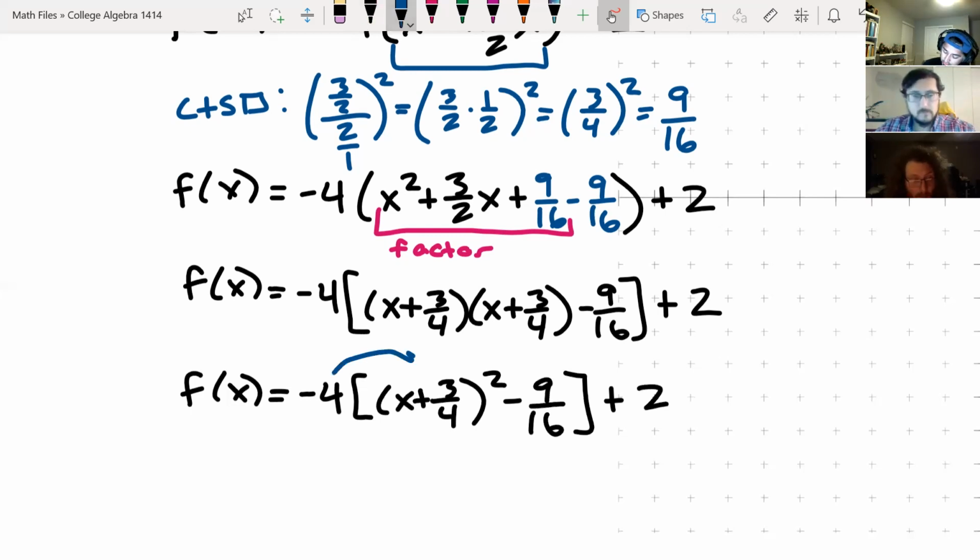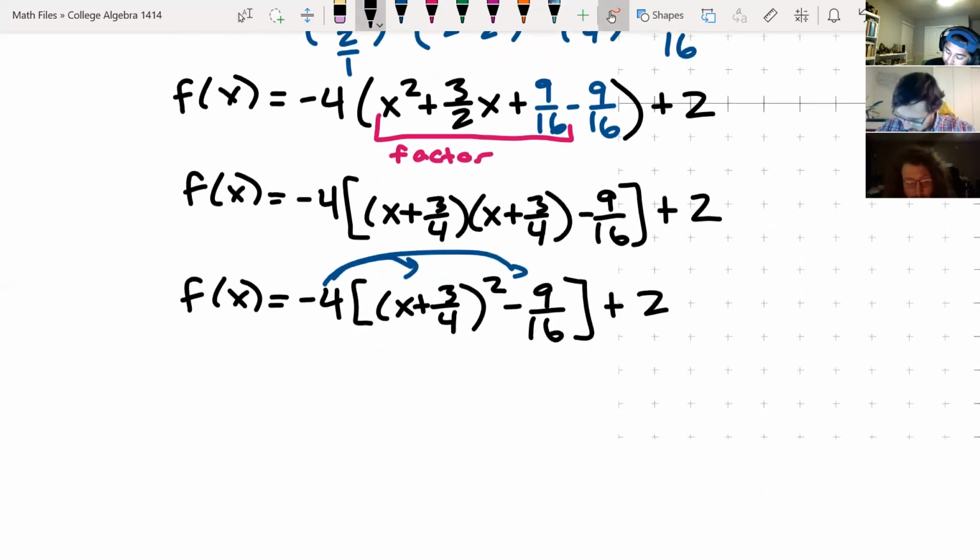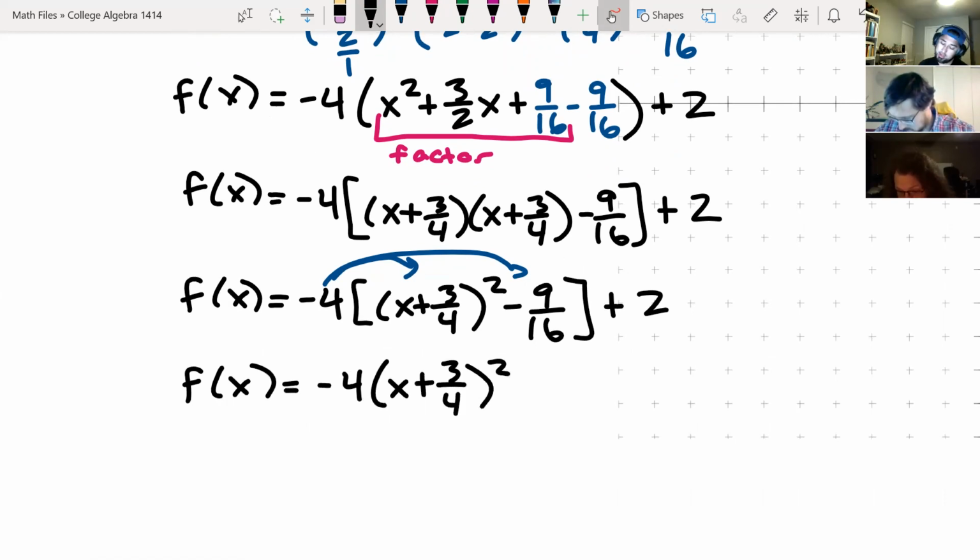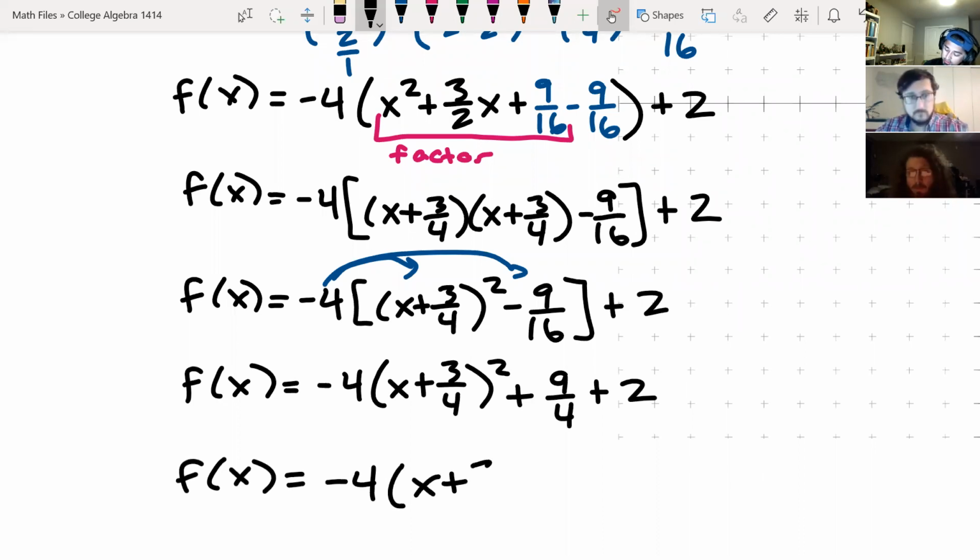And now we're just going to distribute this to both terms. And we'll almost be there in vertex form. Just awful, right? Negative 4 times x plus 3/4 squared and negative 4 times negative 9/16 should give me a positive 9/4 plus 2. And now just got to combine those two, and we have our vertex form. Painfully, but rewarding. And 2 times 4 is 8. 8 plus 9, I get 17/4.